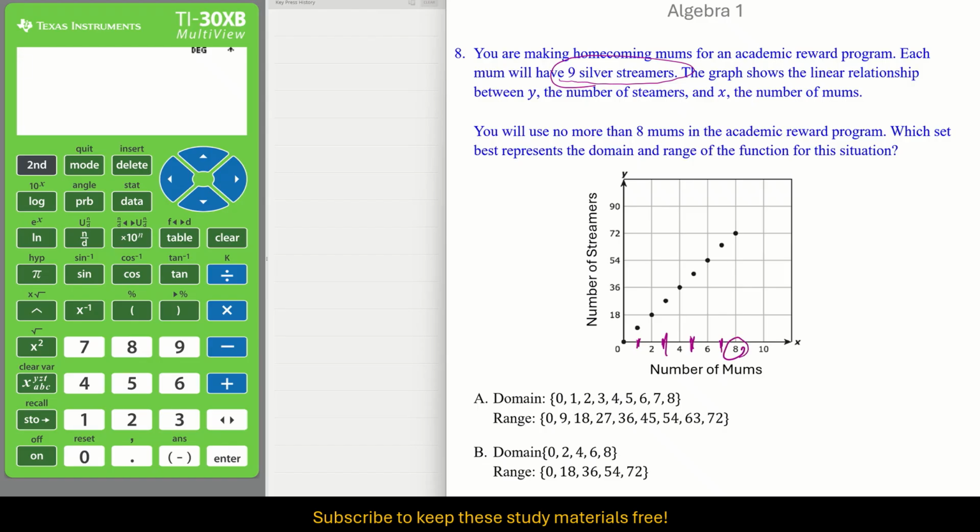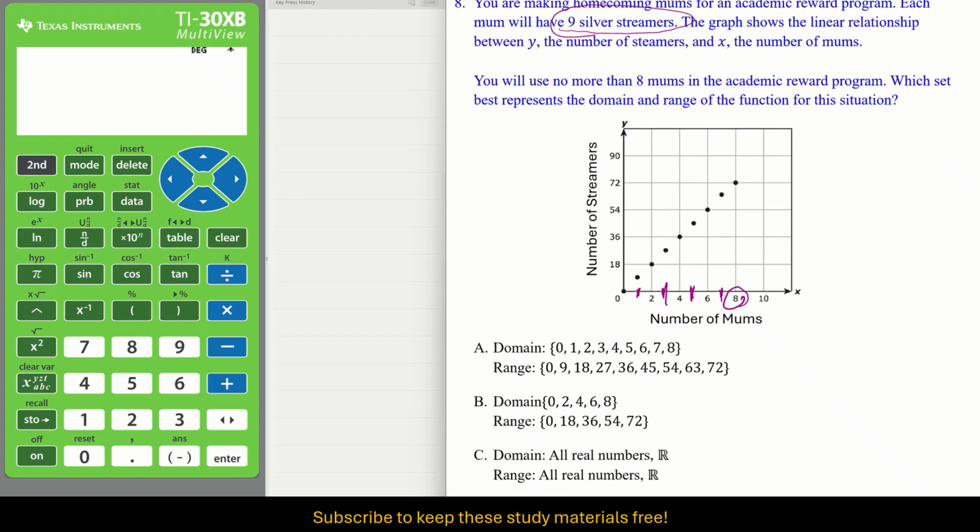And you have a maximum of eight mums total. So you'd have 0, which would be no cost, or no streamers, I'm sorry. And then 1, 2, 3. So you know that the domain is 0 to 8.